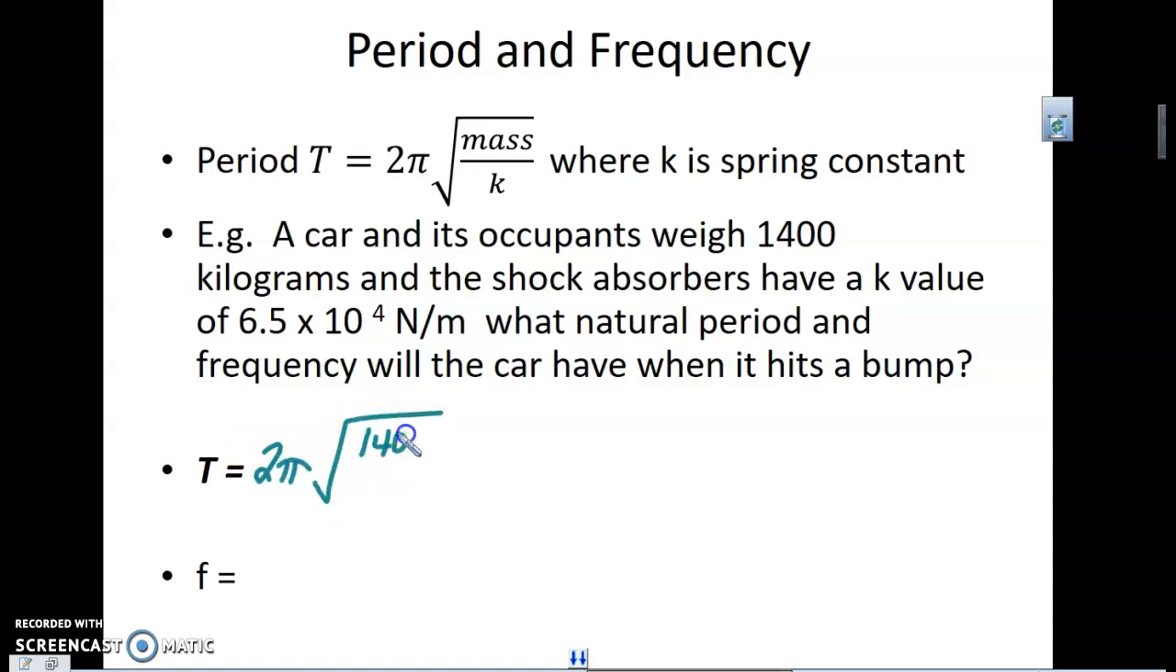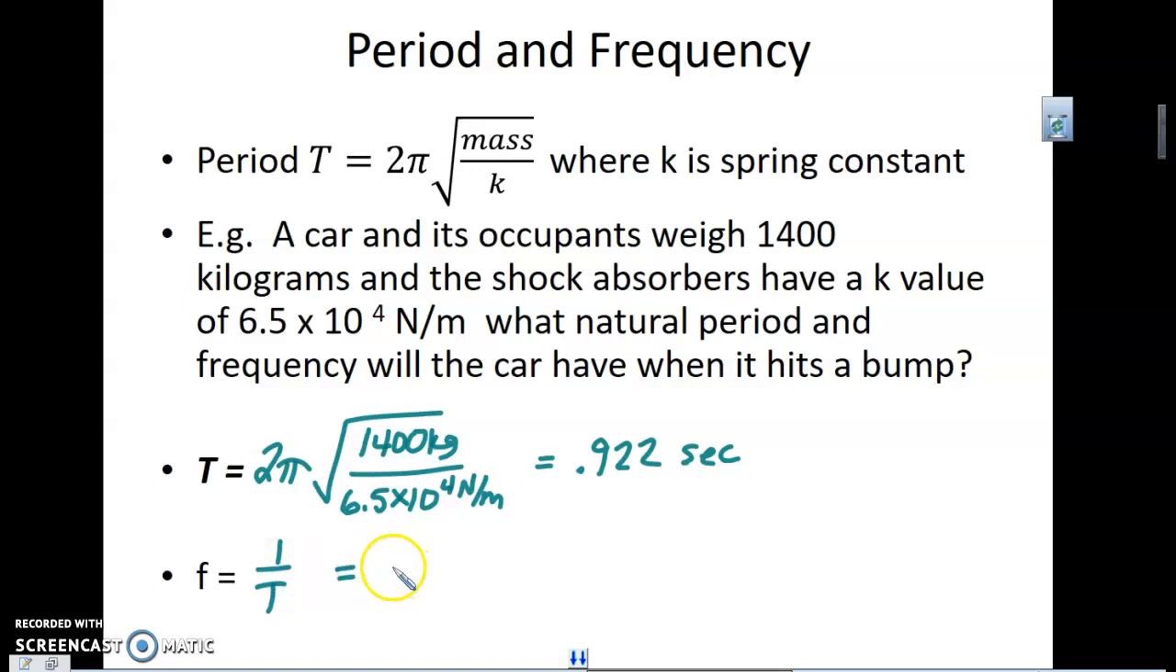And we're just going to take a little plug and chug action going on there. And the K value of 6.5 times 10 to the 4th newtons per meter. Okay, so if you pop that into your calculators, you should get 0.922 seconds. And that's the time, of course, again, to go from A to negative A back to positive A from our pictures. And then our frequency is 1 over the period, and so we get 1.08 hertz.